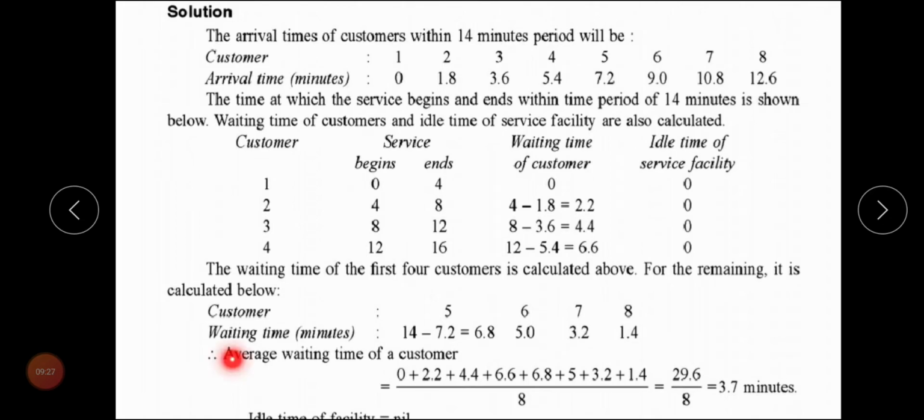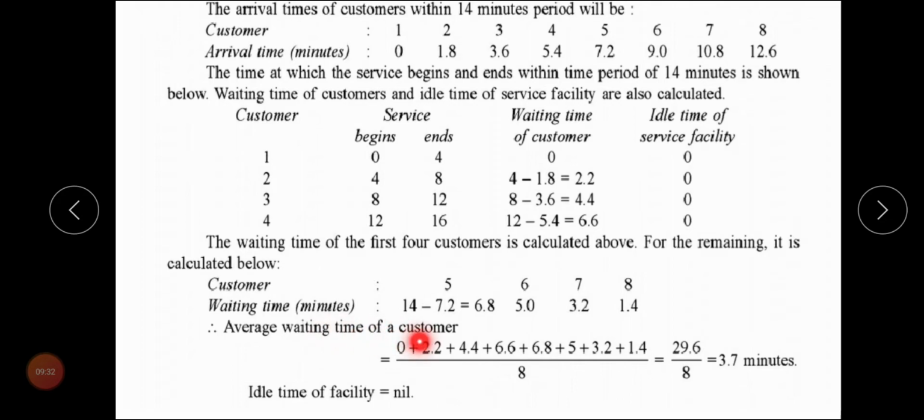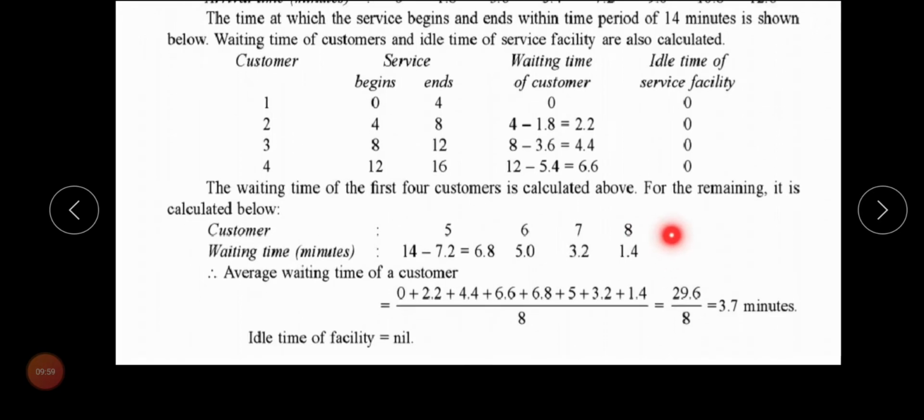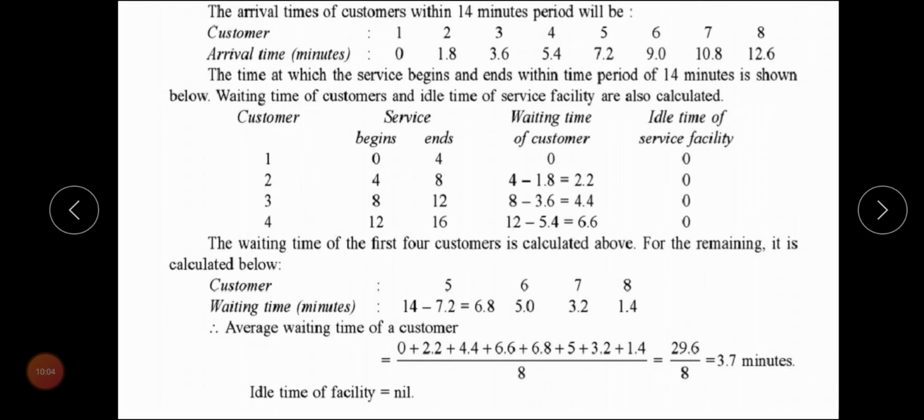So let us calculate the average waiting time of a customer. You make a sum of all waiting times of the customers, so sum divided by number of customers, 8. So 3.8 minutes is the waiting time. And if you see the facility, the idle time of the facility is nil. So in this way you can calculate the required thing.